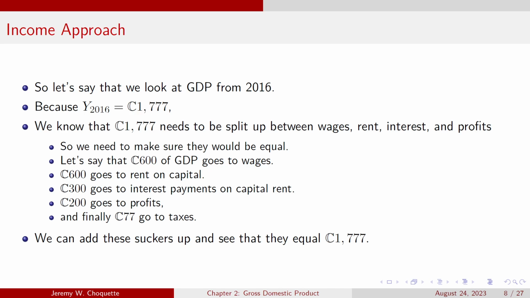So let's say that 600 of those catnips in GDP goes to wages. Well, 600 goes to rent on capital. 300 goes to interest payments on the capital rent. 200 goes to profits. And then that just leaves 77 catnips. Well, that goes to taxes. We add them all up and we see that they equal 1777. So it's another way to compute the same number.